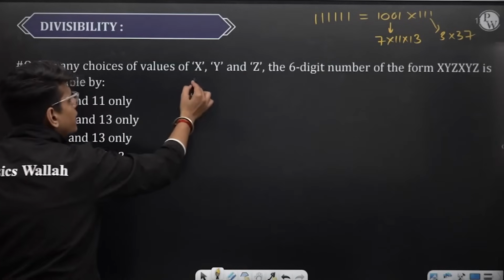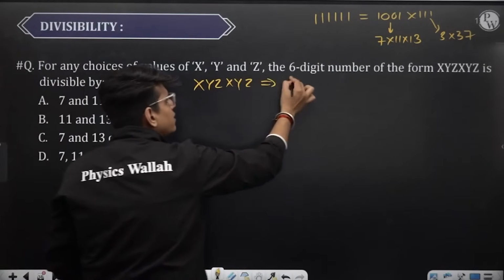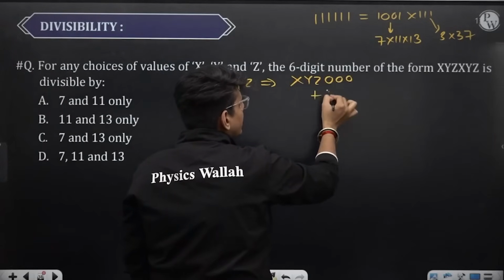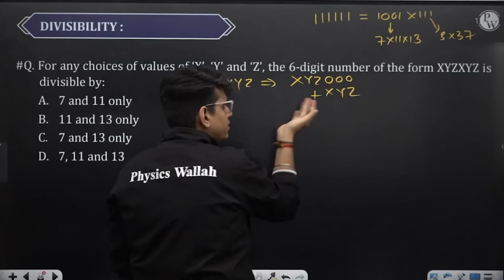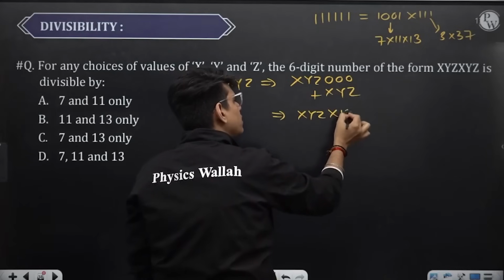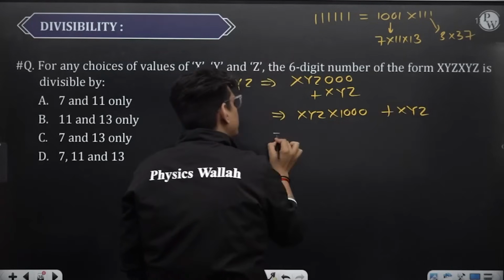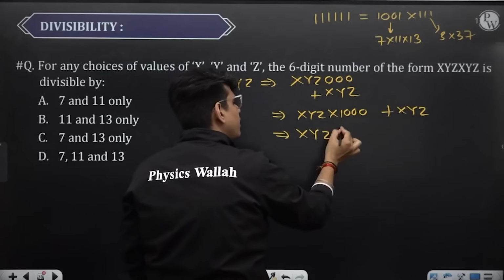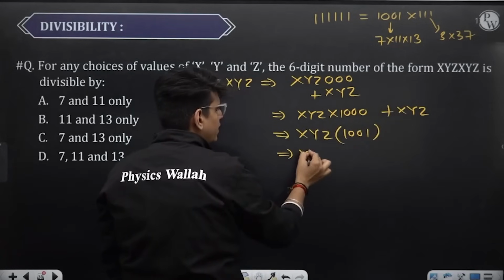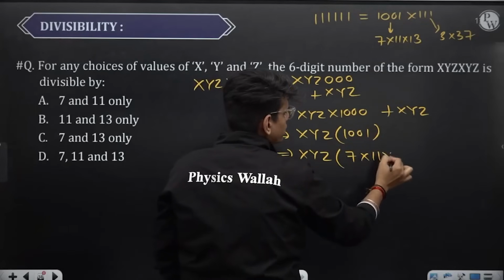Right. So the number xyzxyz can be written as xyz000 plus xyz, okay, this is the same thing. So if I write now xyz into 1000 plus xyz, if I take xyz common, xyz into 1001. Now 1001 can be written as xyz into 7 into 11 into 13.